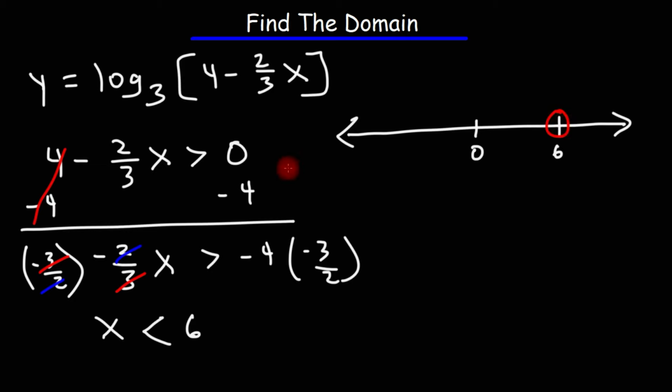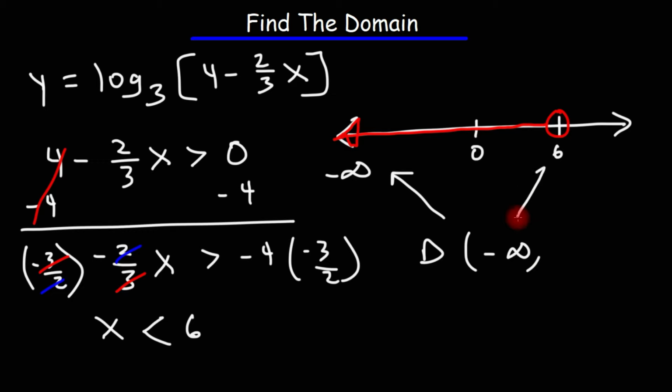If we plug in 6, this whole thing will be 0. So we have an open circle at 6. But x is less than 6, so we're going to shade to the left side. So reading it from left to right, the domain is going to begin from negative infinity, and it's going to stop at 6. So that's how we can write the domain for this particular logarithmic function.